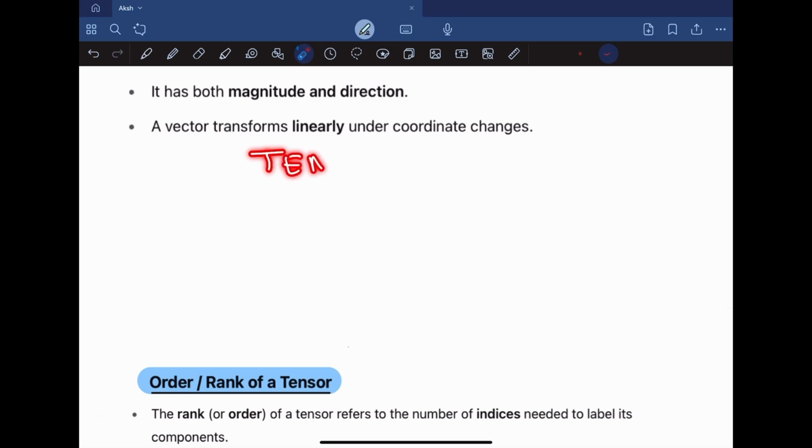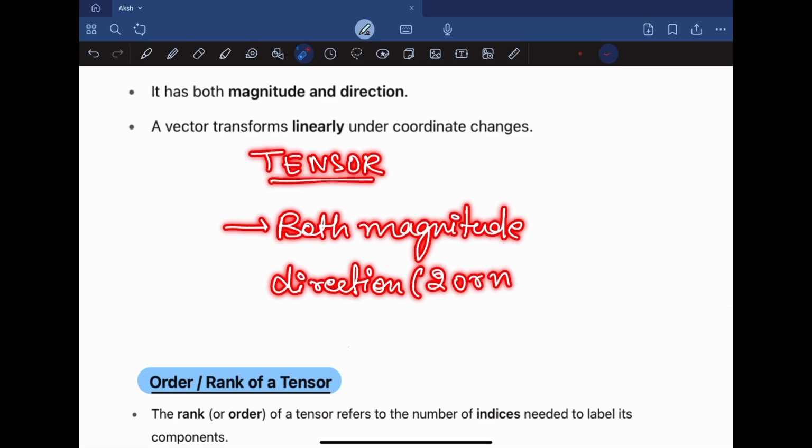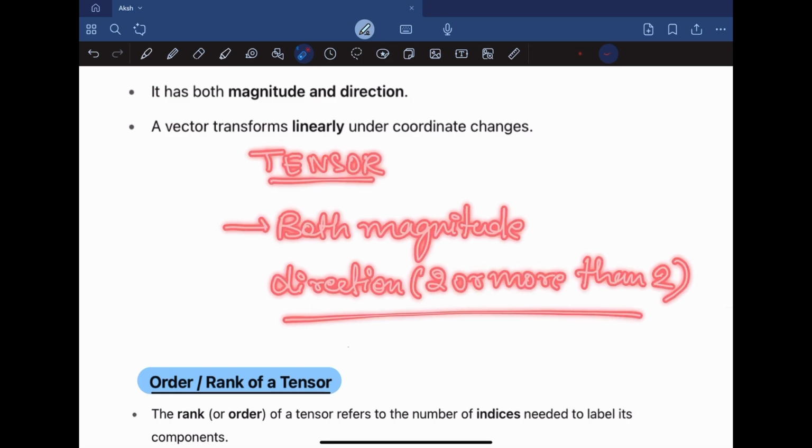Now what are tensors? So they have both the magnitude and direction, where direction can be 2 or more than 2. In this case, they would be called tensors.